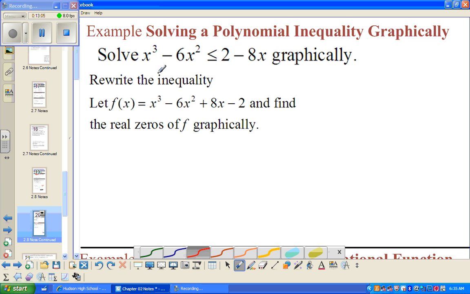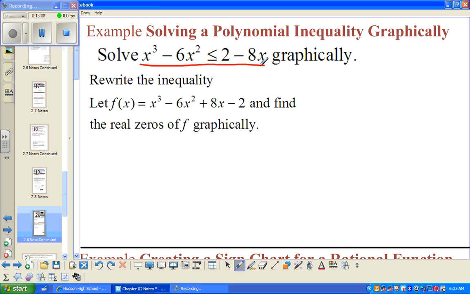Give you a second to write it down. The first thing you're going to do is rewrite the inequality so that there's a 0 on the right side. To do that, you just simply subtract or add the different terms over to the left side.